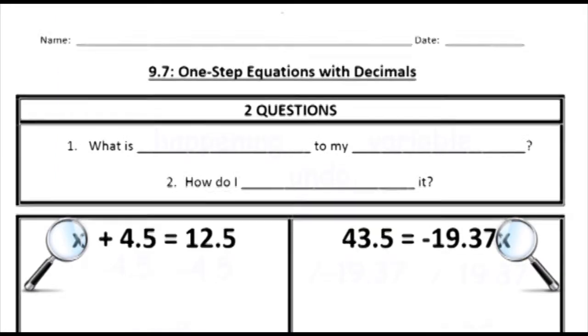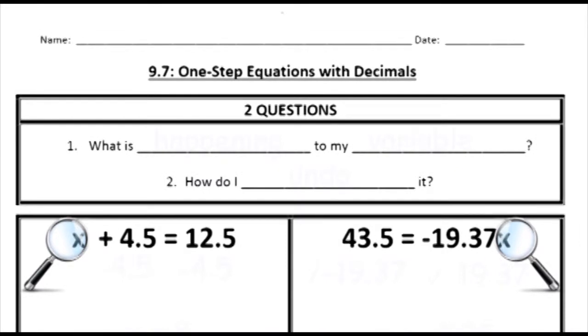9.7. One-step equations with decimals. Prepare yourselves for the world's shortest notes. Literally, we are learning nothing new. If you follow the methods we've already talked through and you're using your calculator anyway, you should not be more challenged by these problems. They look more challenging because we see decimals, we see fractions, we see negatives, and our brain just freaks out and runs away.